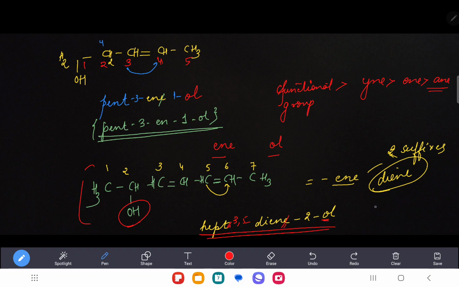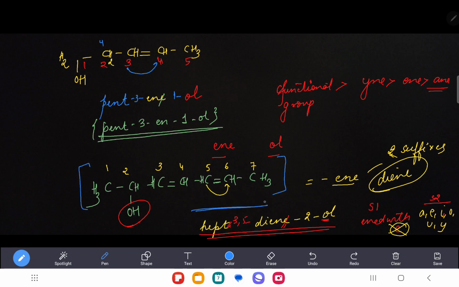So I told you that if suffix 1 ends with E, and suffix 2 starts with a, e, i, o, u, y, then this E has to be dropped. You understand my point? Okay, so that is the concept.